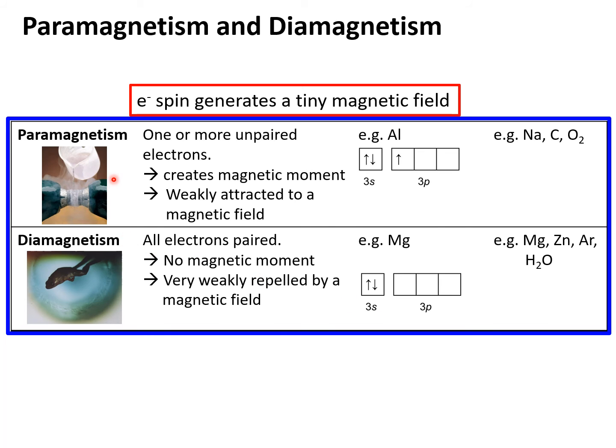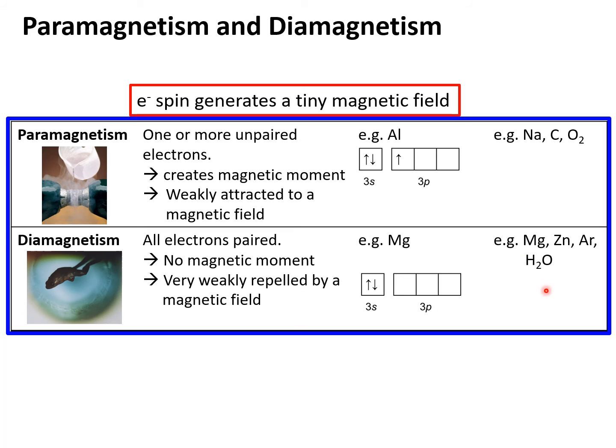Experimentally, paramagnetic materials can be distinguished by their attraction to a magnetic field. So we see here that liquid oxygen, so that's O2 that has been supercooled into a liquid, will be attracted to the magnet as shown in this figure. And diamagnetic materials, by contrast, will be repelled by a magnetic field.